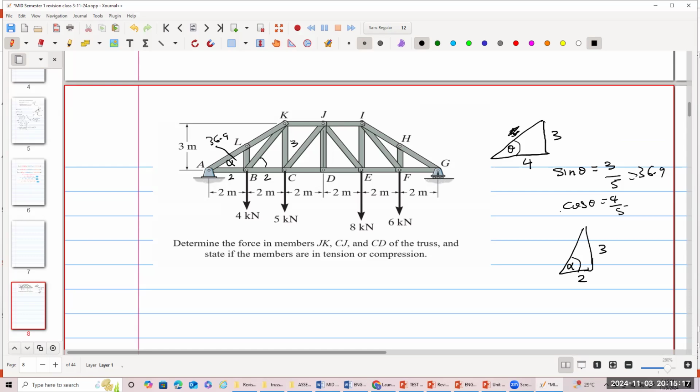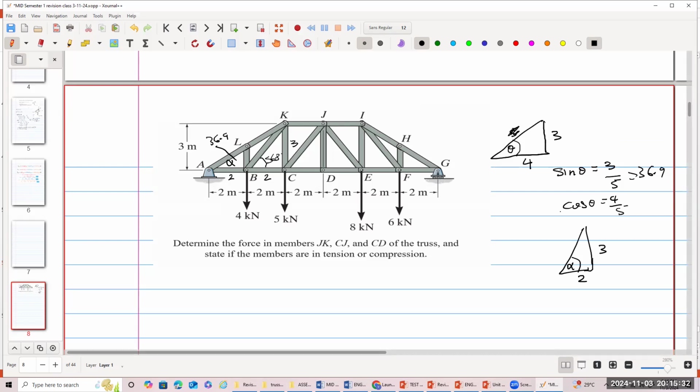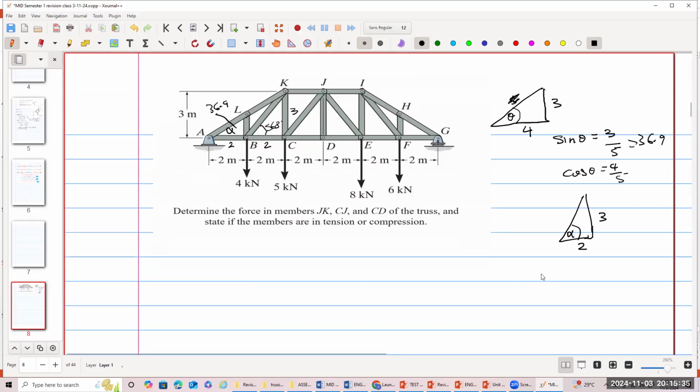So once you know that angle right there, for this other one you use tan. The tan of 3 divided by 2, so this is 56.3 or something like that. 56.3. So we know those. All right. Now that you know those, what's the next step?